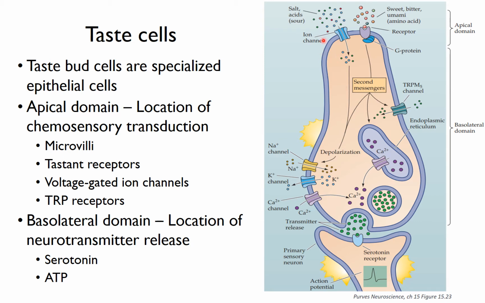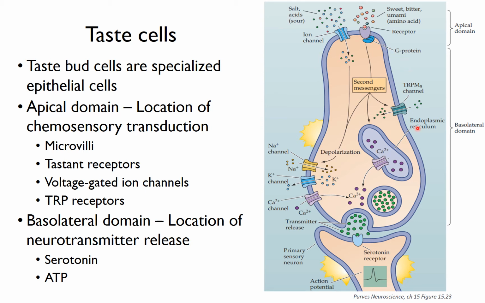Now, in the apical domain, there are a number of things that are needed to impart chemosensory transduction. There are microvilli, which are not particularly shown in this particular image here. There are tastant receptors, which in this case is this purple receptor shape right here. And then there are voltage-gated ion channels, which are over here. And then there are also TRP receptors. TRP receptors are kind of all over in this particular image. There's a TRPM5 receptor, which is expressed down here on this particular image, but they are, again, all over.